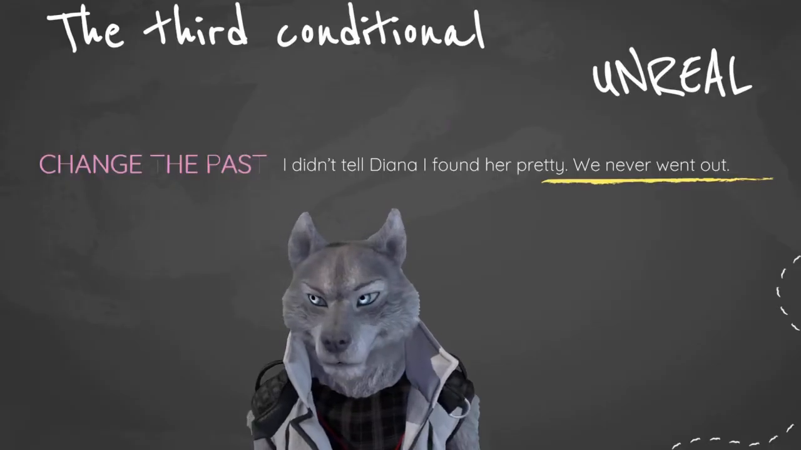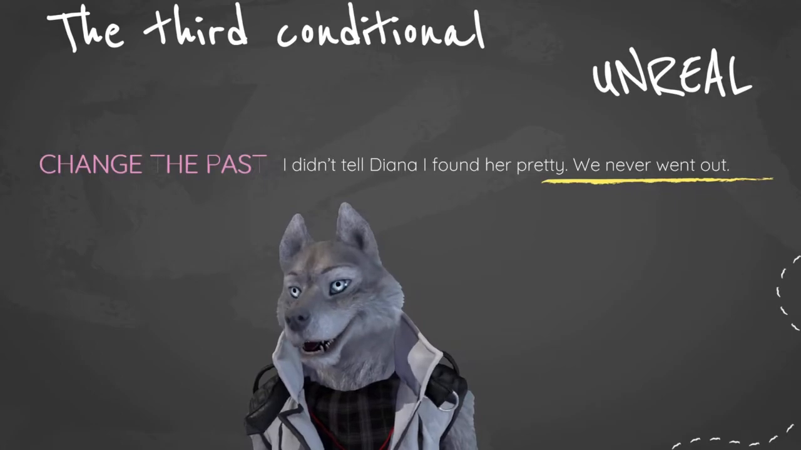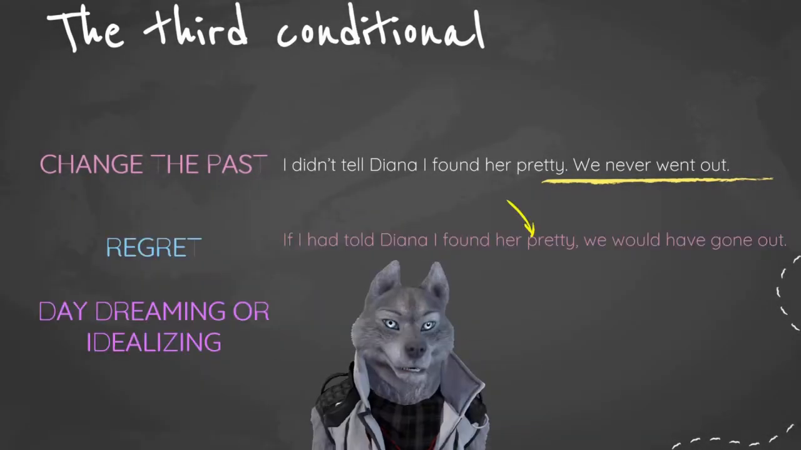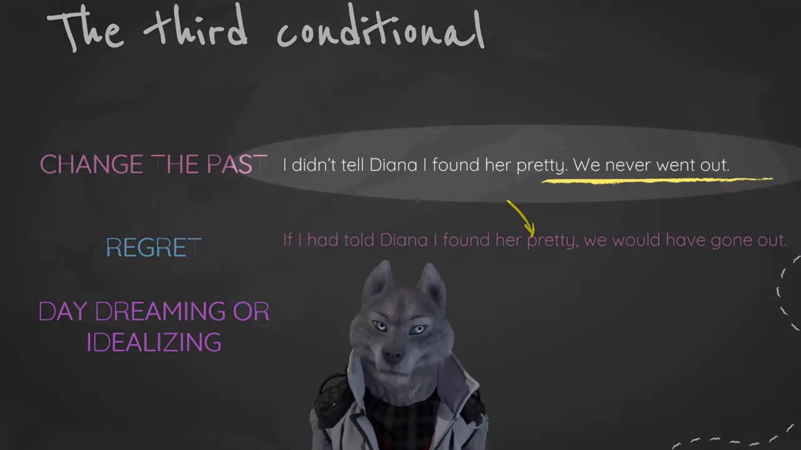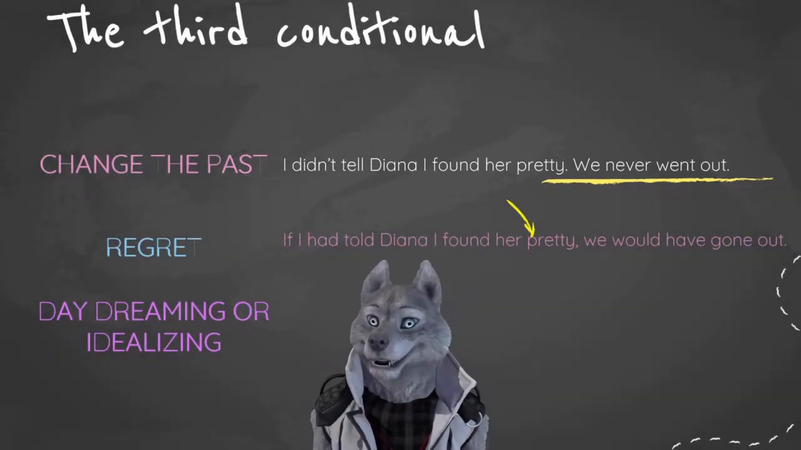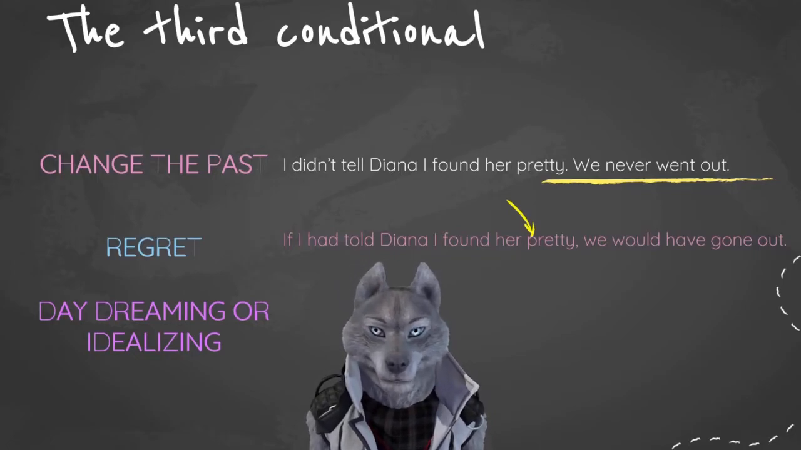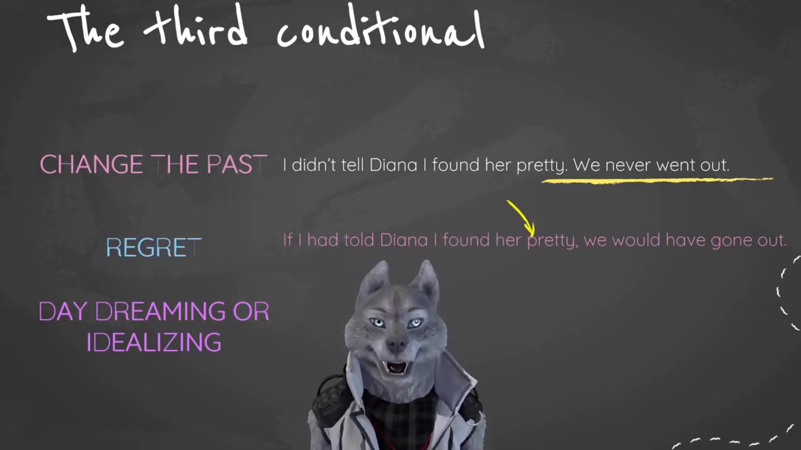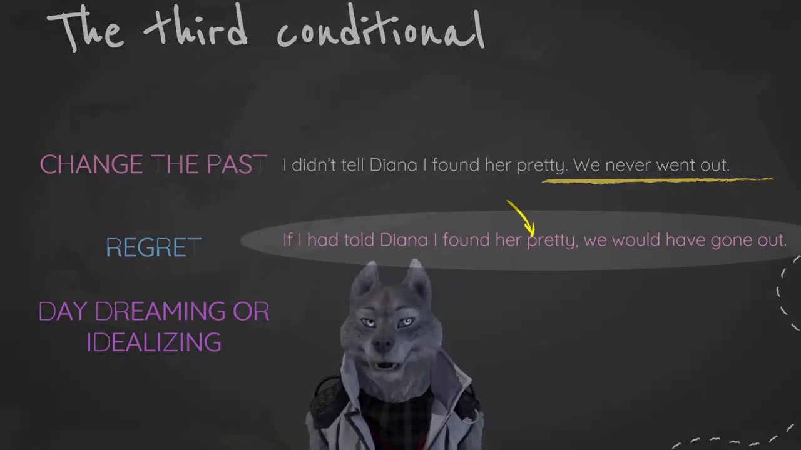The third conditional is the trickiest of the conditional structures. We use it to modify the past, and that's why we consider it unreal. To change the past, we need a situation. So, I didn't tell Diana I found her pretty, and we never went out. That's a situation that happened in my past. If I want to turn this into a regret or something that I'm idealizing, I'm going to say something like this: If I had told Diana I found her pretty, we would have gone out.